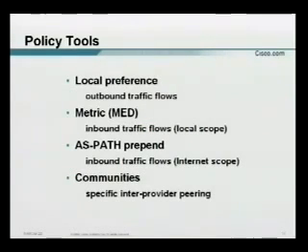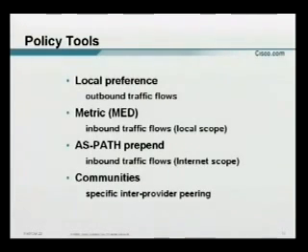BGP's policy tools are these. You've got local preference for determining outbound traffic flows. If you remember, those of you who came to the last BGP tutorial, local preference you apply to what you hear coming from your neighbor. So that determines outbound traffic flow.